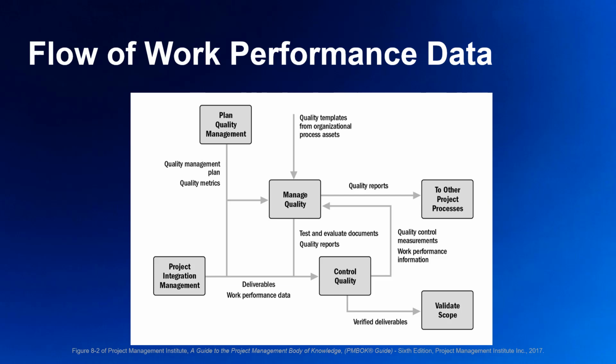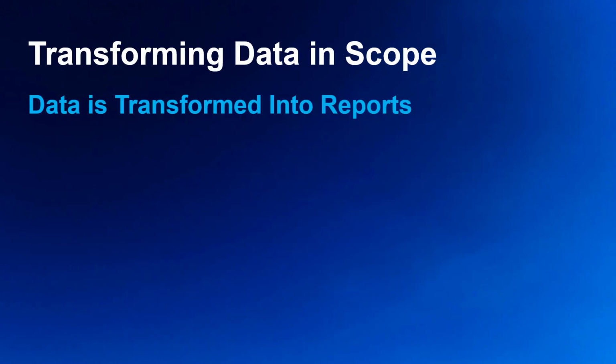Next, we want to talk about how work performance data flow through the processes. This is the data that we need to gather, visualize, and analyze with the aid of the various quality management tools. We see that the data goes through 2 transformations that interest us. First, work performance data are inputs to control quality, and the data is transformed into work performance information. Second, work performance information is used in the managed quality process to create quality reports as outputs. Does that sound familiar? Because we have seen this pattern before. Indeed we have.